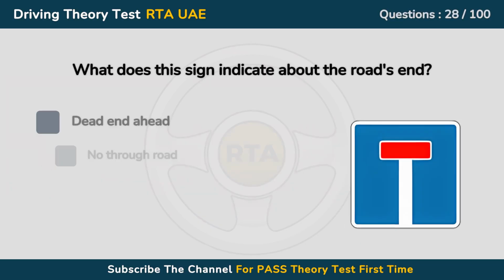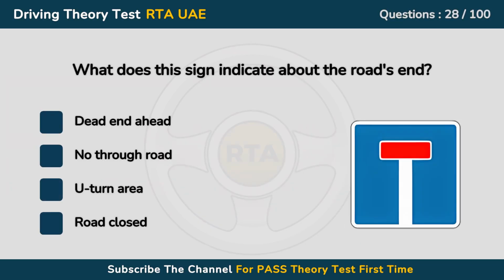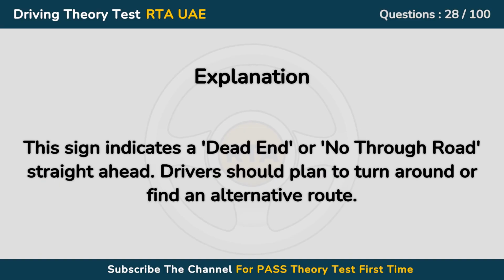Question 28. What does this sign indicate about the road's end? A. Dead end ahead. B. No through road. C. U-turn area. D. Road closed. Answer is A. Dead end ahead. This sign indicates a dead end or no through road straight ahead. Drivers should plan to turn around or find an alternative route.